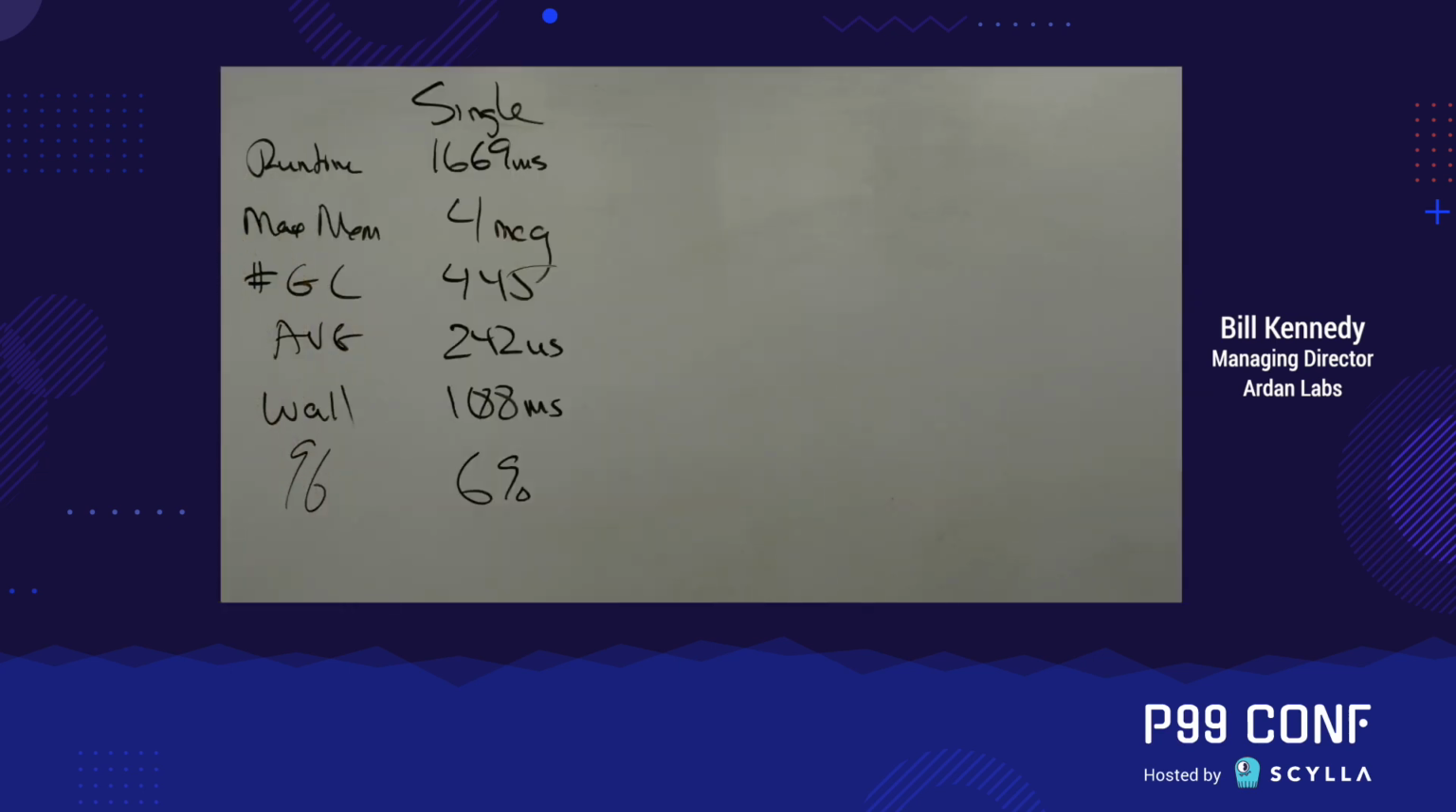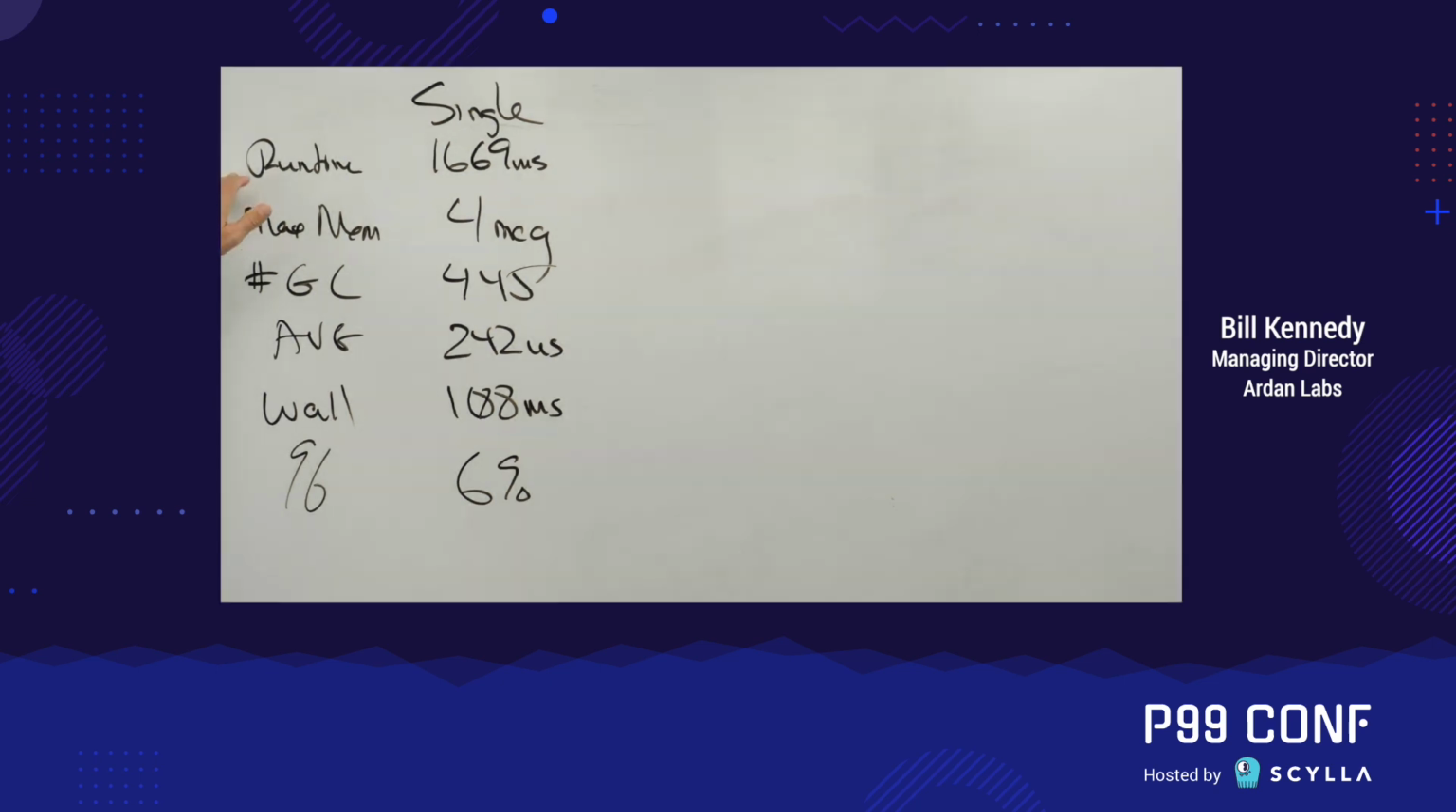Let's switch to the board for a second here. And so here's our single-threaded algorithm, right? It ran for 1669 milliseconds. We saw a 4-meg heap, pretty consistent, and also basically our max. 445 garbage collections took place. The average was 242 microseconds. It's really about all of them, not just one or two, but the wall clock is 108 milliseconds. So if we do the division here, it means that we were in GC for about 6% of the time.